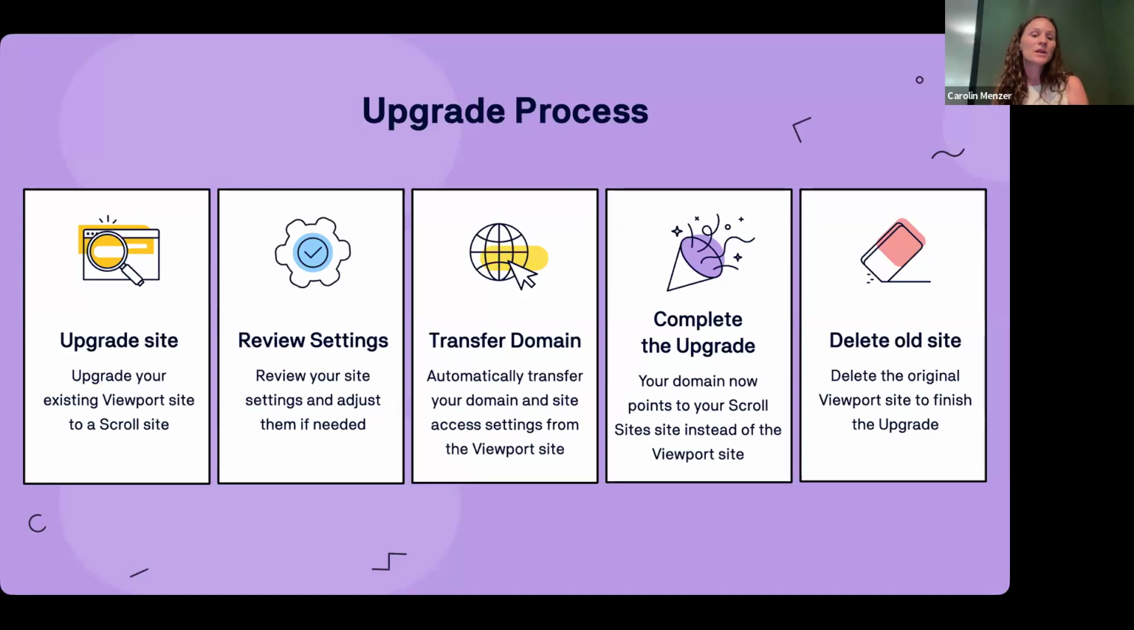So what we are doing is we are transferring all the settings of the custom domain. And if you have set up any access strategy, for example, single sign-on using SAML or token protection, we are also preparing that on our end. And once this is done, you can check the settings again, and then if you complete the upgrade, your domain is then pointing to your new Scroll Sites instead of your Scroll Viewport site. So this means all the time your site will be live.